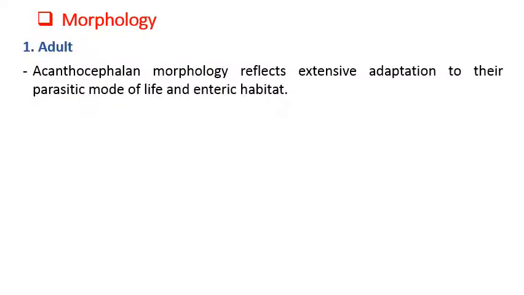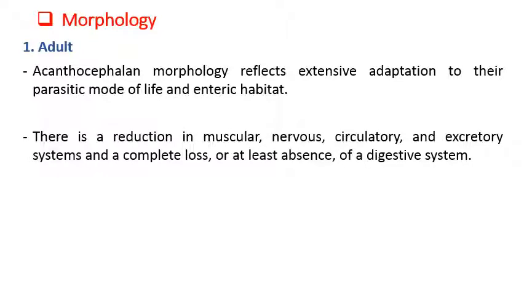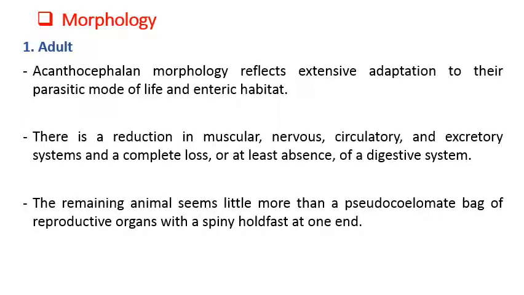After taxonomy, we will talk about morphology of adult, egg, and larvae. About adult morphology, Acanthocephala morphology reflects extensive adaptation to their parasitic mode of life and enteric habitat. There is a reduction in muscular, nervous, circulatory, and excretory systems, and a complete loss or at least absence of digestive system. The remaining animals seem little more than a pseudocellular bag of reproductive organs with a spiny holdfast at one end.